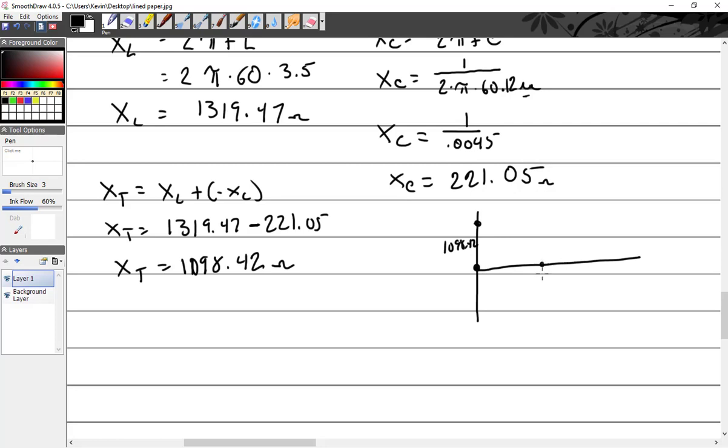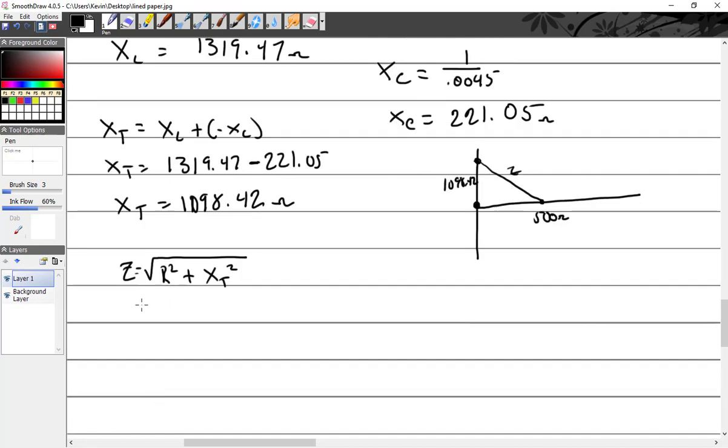How much? 500 ohms. Okay, 500. There. And so we have to find Z, not to scale. So the formula for Z equals the square root of R squared plus X of T, correct? Square. Yes? Okay. Now, I'm doing this by memory. Some of you guys got to help me out here. If I mess up, I want to know. Don't just let me keep going.